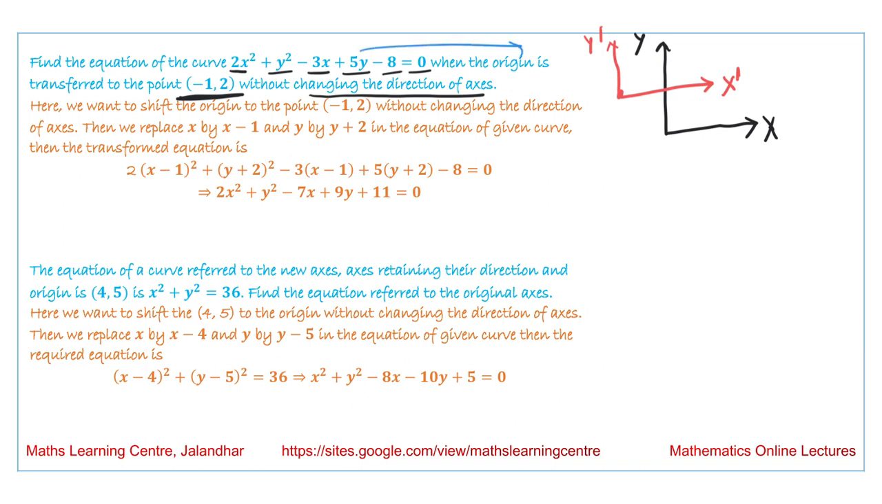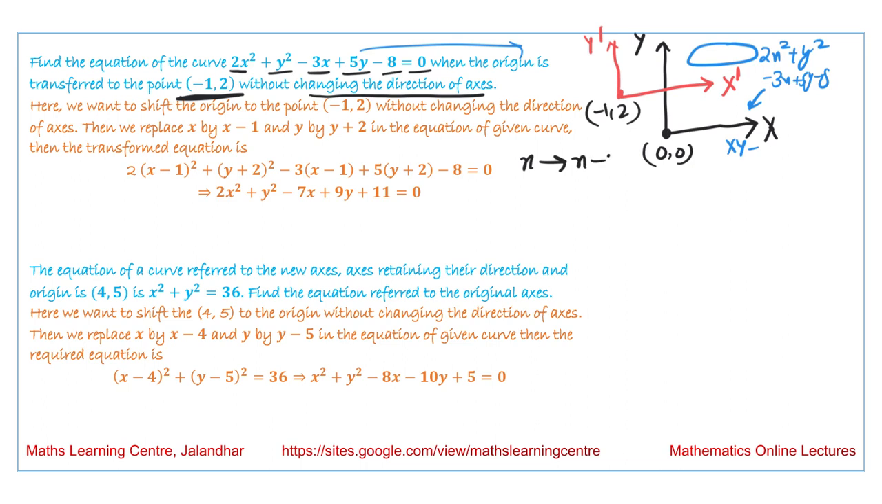Suppose the curve looks something like this. This is the equation that we have, x square plus y square minus 3x plus 5y minus 8, corresponding to the xy coordinate system. Now the point (0, 0) is being shifted to the point (minus 1, 2). So the transformation we are going to do is replace x by x minus 1 and y by y plus 2 in this equation.